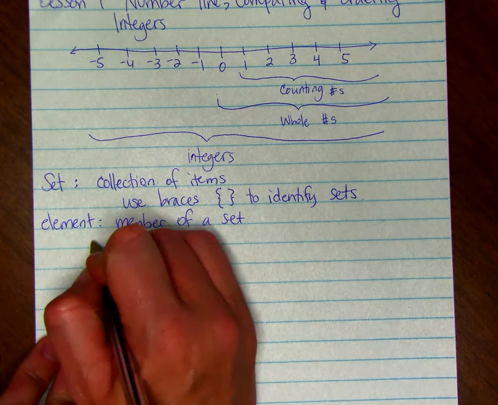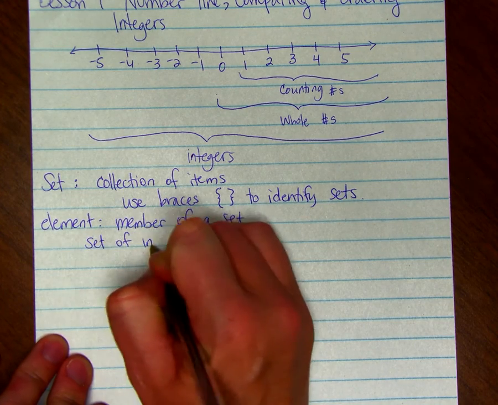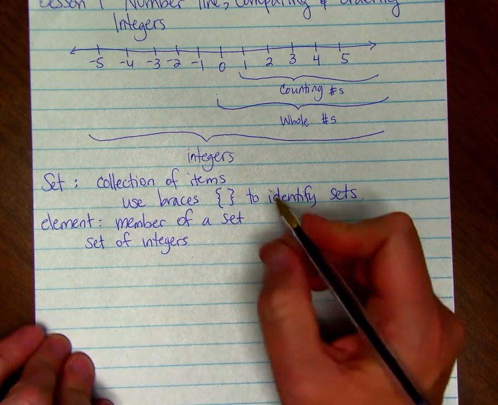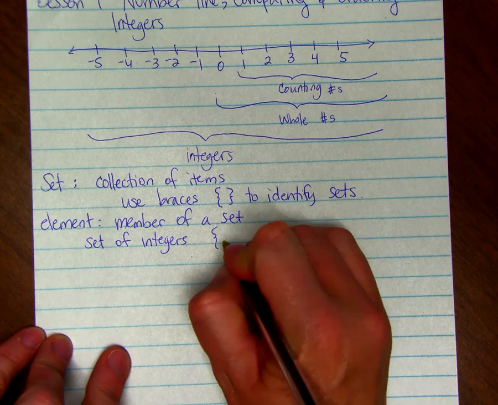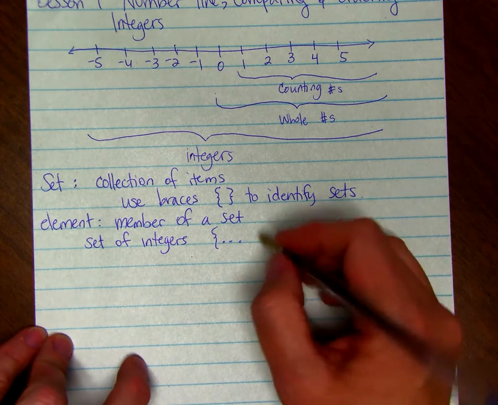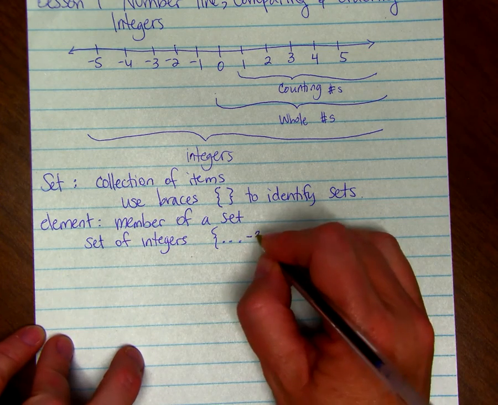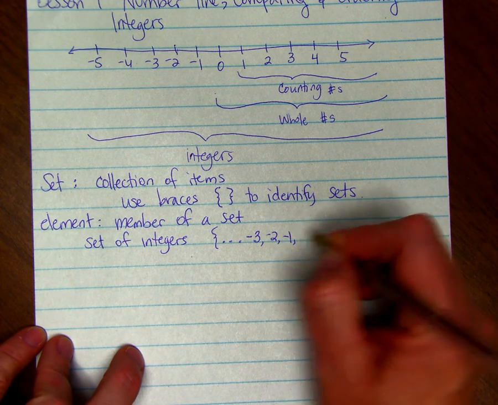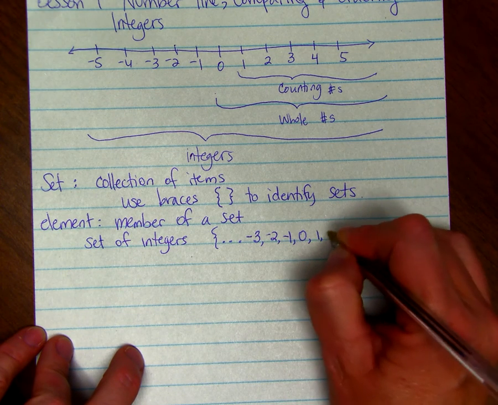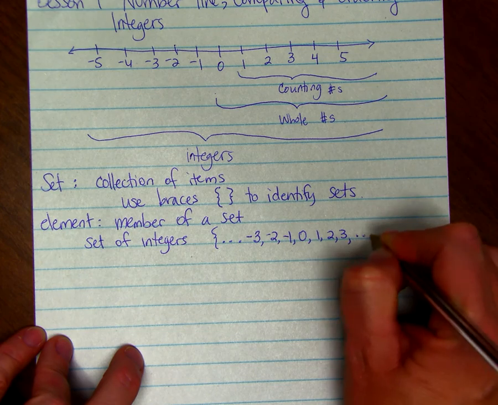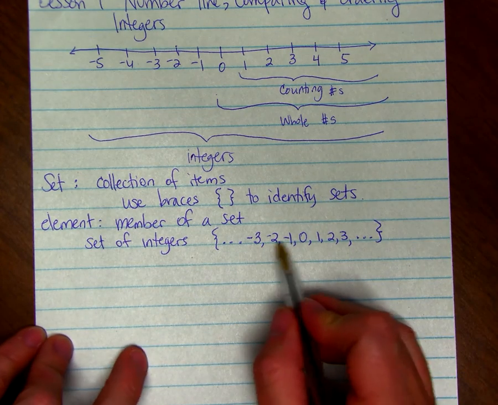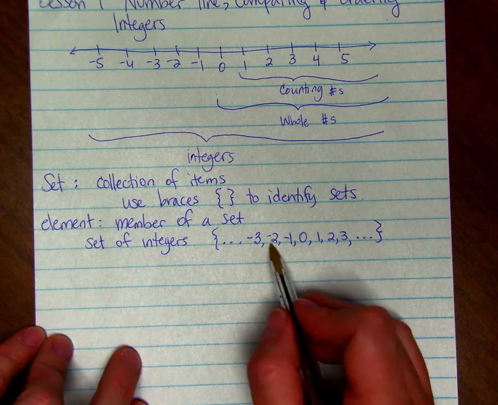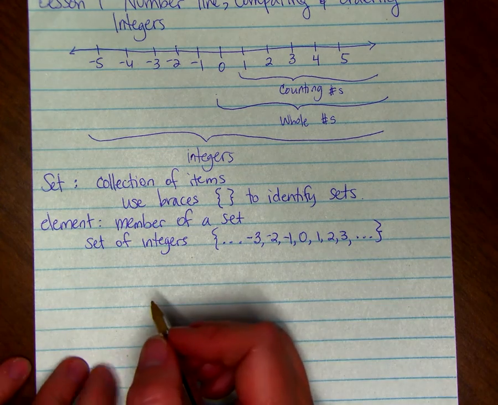So the set of integers, if we wanted to write the set of integers, we would use braces. We would put 3 dots, which are called ellipses. We would put in some negatives. We'd put in 0, 1, 2, 3. Then we'd end with ellipses to show that it continues on, and put braces on the end. Each one of these numbers is called an element of the set of integers.